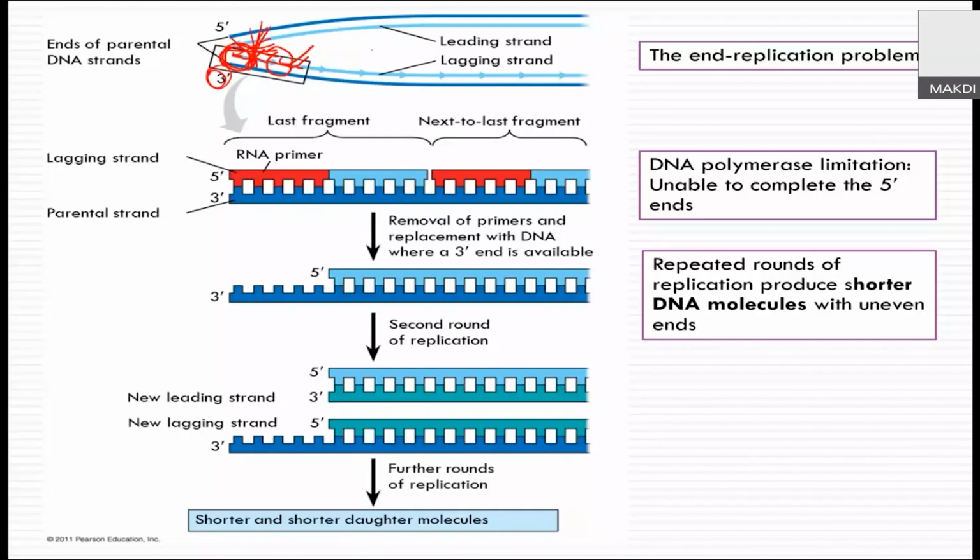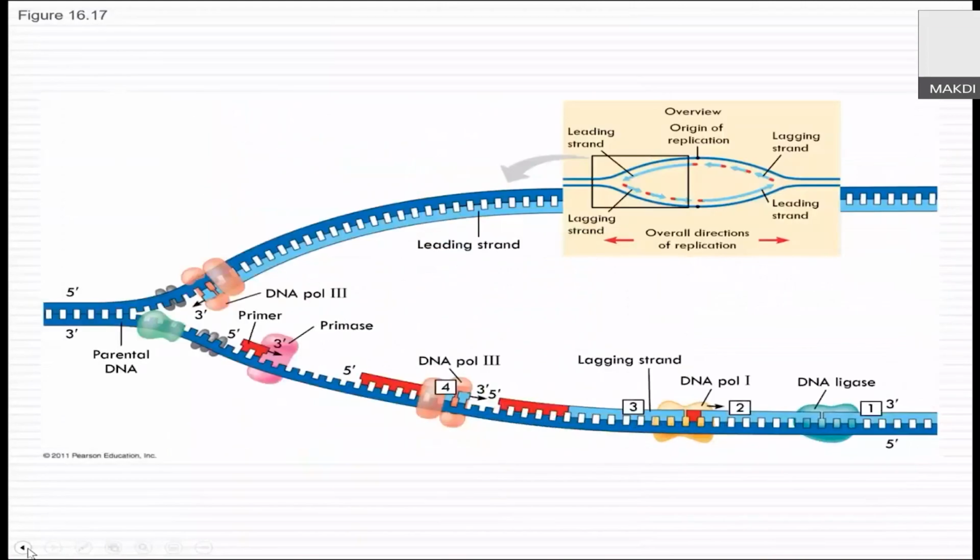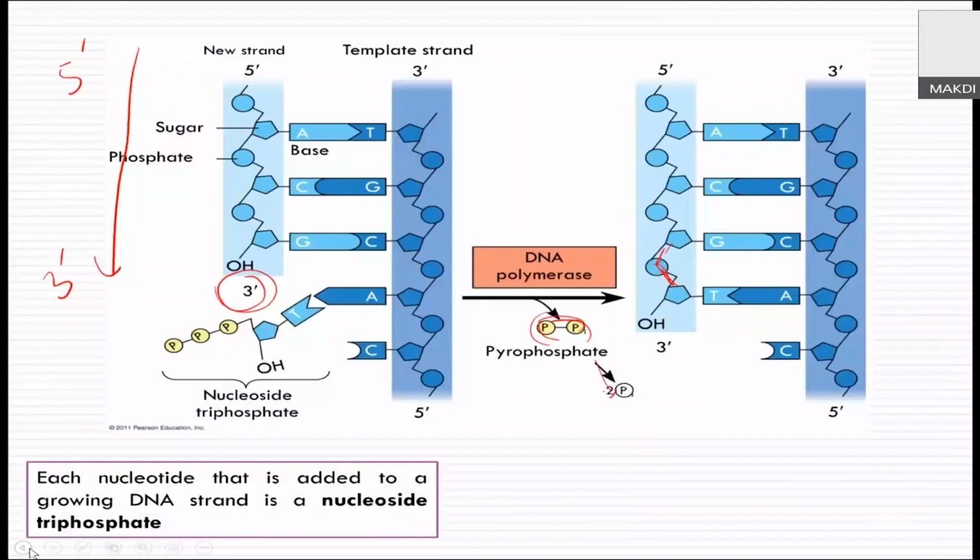So they cannot add DNA polymerase there. Here they can. Here also can, here also can. But at this end they cannot add. They can remove the primer, they can remove this, but they cannot add DNA because this one is 5 prime. DNA can only be added to 3 prime. Right? Later you look back at what I just explained on the slide.